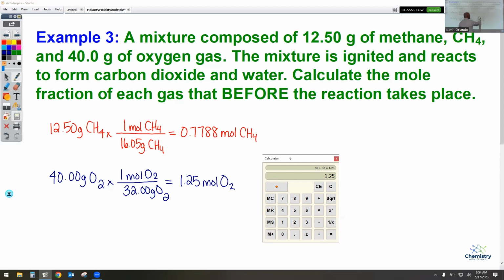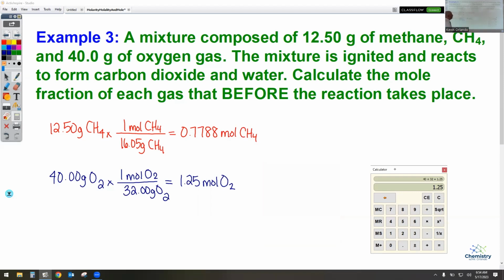Next part. We're going to add those two numbers up to get the total number of moles present. So, total moles is going to equal 0.7788 moles of methane plus the 1.25 moles of oxygen. We get an answer of, looking at decimal places here, so we can only keep two of them. So we get a final answer of 2.03 moles total.